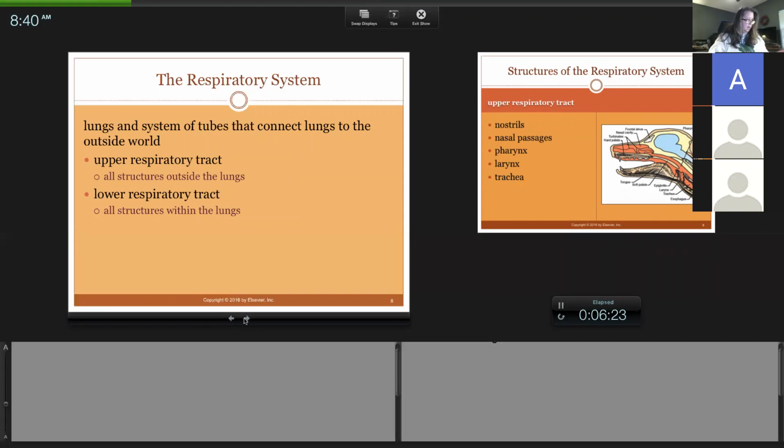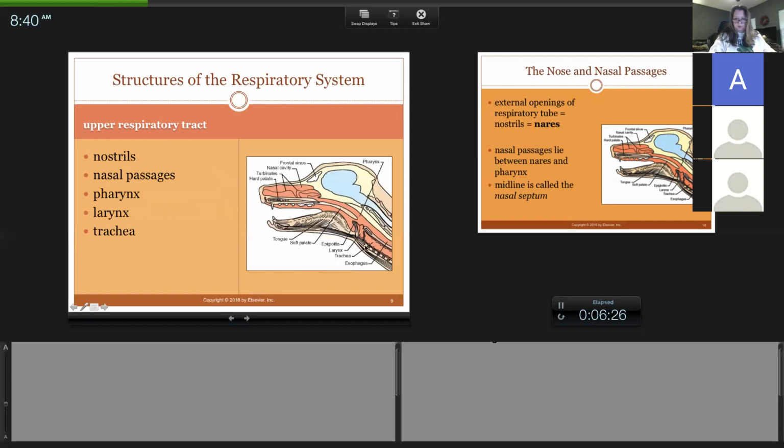So this slide is important. Well, first of all, this is the picture that you'll have to identify structures. It will be labeled. There may be questions about this picture, but these are all the structures of the upper respiratory tract. Okay. So we need to understand those. The lower respiratory tract: the lungs, the bronchus, the bronchi, the bronchioles, the alveolar sacs, and the alveolus. Okay, the capillaries are a cardiovascular structure. They're not a respiratory structure, but the alveolus is in that lower airway.